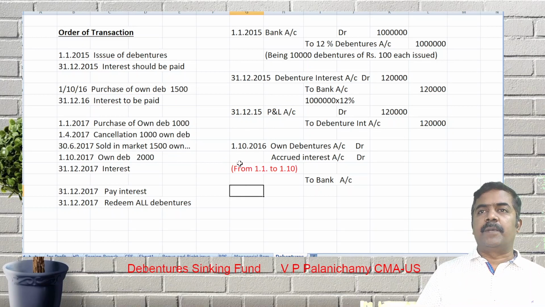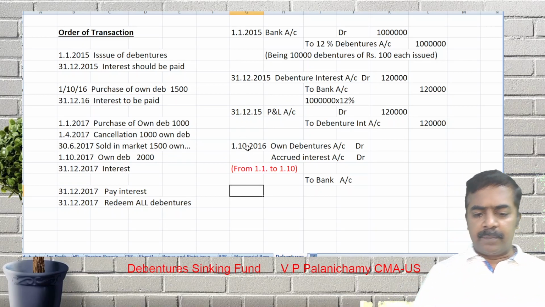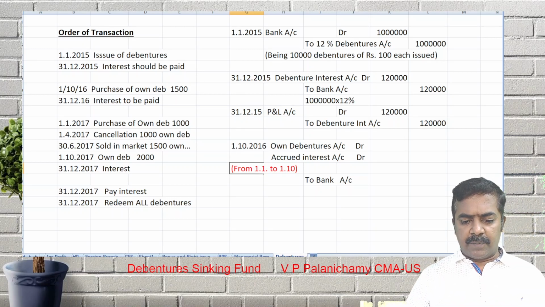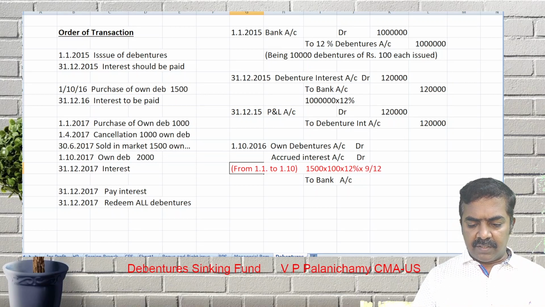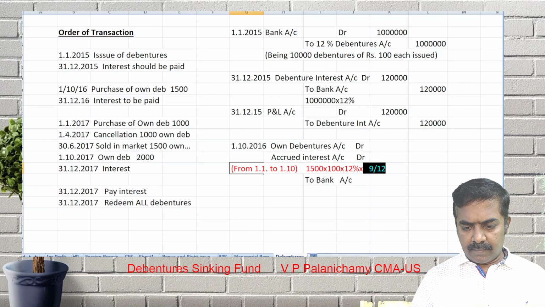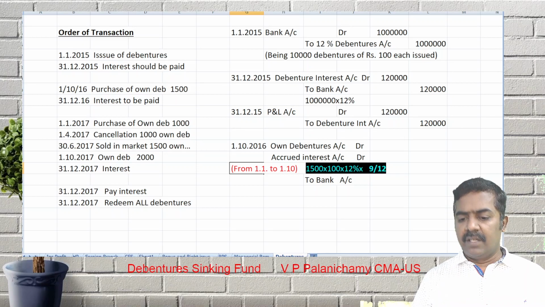When did we last pay interest? On 31st December. After that we purchase on 1st October, so we must pay interest up to then. How many months of interest do we pay? So what is the value, number of debentures purchased? 1,500 into 100 into what percentage? 12% for how many months? 9 months. We purchase 1,500 debentures, face value 100 rupees, 12% for 9 months. This is not a new concept, we have already done it.